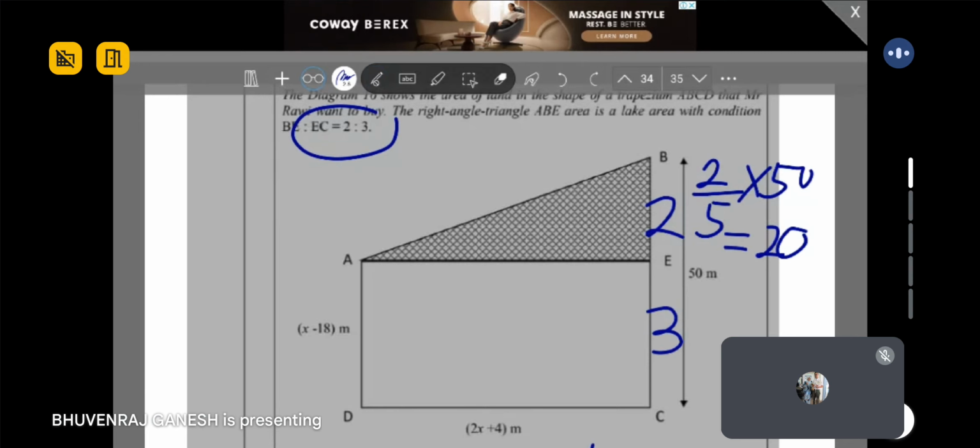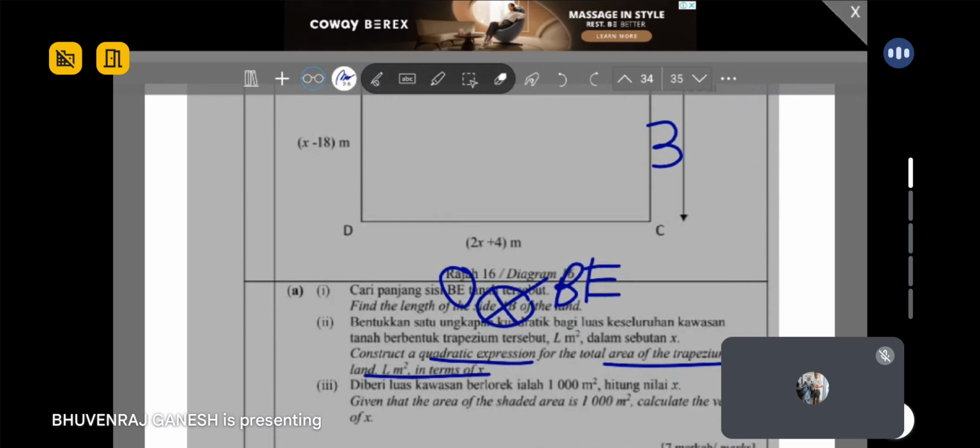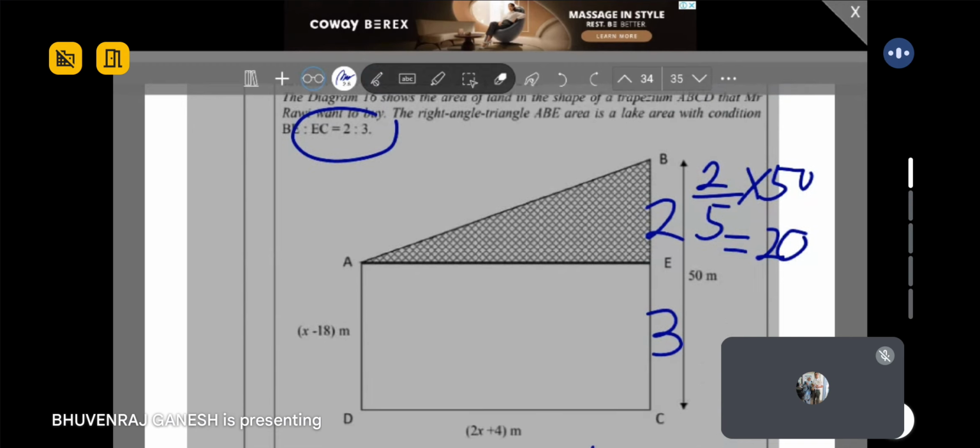Okay, alright. So next one, they ask you to form a quadratic expression. Ungkapan kuadratik untuk luas trapezium. Okay, this is a trapezium. So anyone, what is the formula for your trapezium? Siapa boleh bagi tahu? Apa rumus trapezium? Anyone? Formula? Come on. Or if you have the expression, you can type also. Kalau kamu ada ungkapan, boleh bagi tahu.